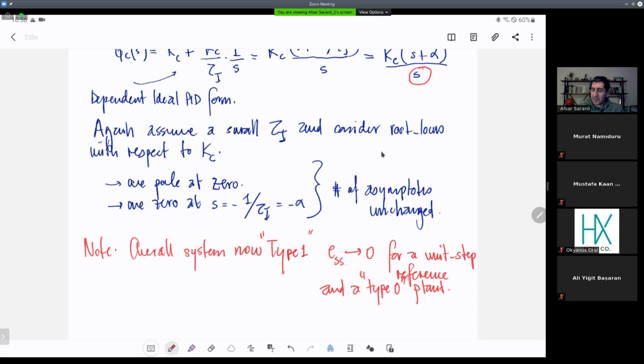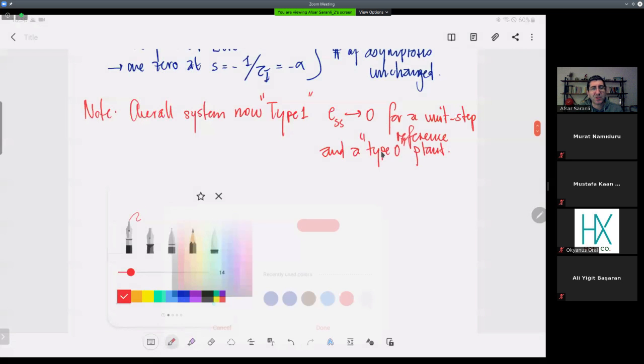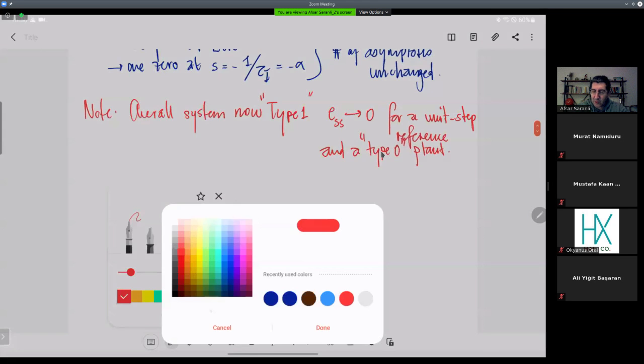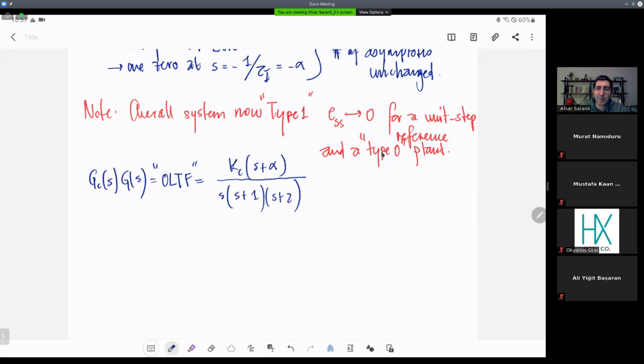Okay, so let's take a look at our original example. Our plant with two stable poles. So we have Gc(s)G(s), our open loop transfer function, sometimes we call it that way, equal to Kc (s plus alpha), the introduced zero, and in the denominator we have s, s plus 1, and s plus 2, the two existing stable poles of the system.